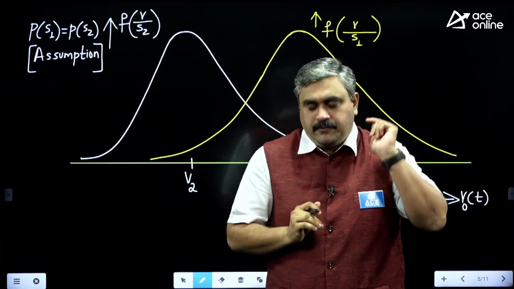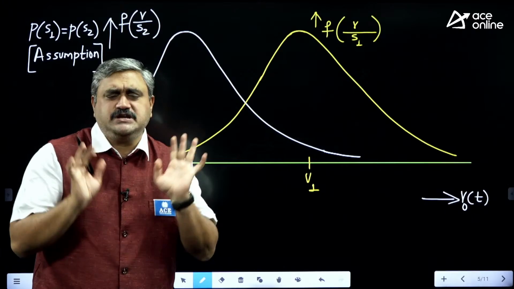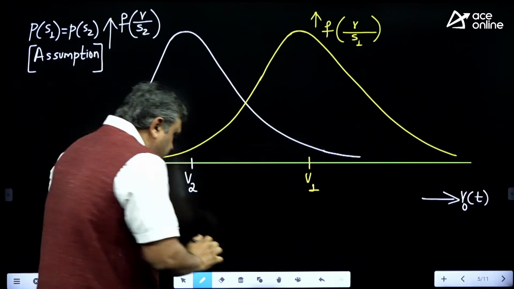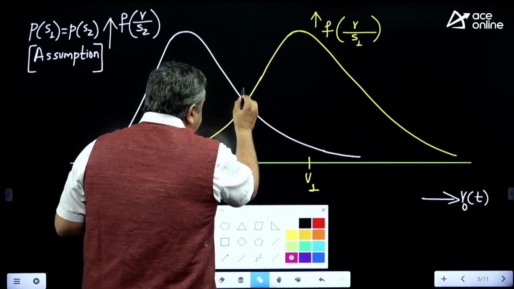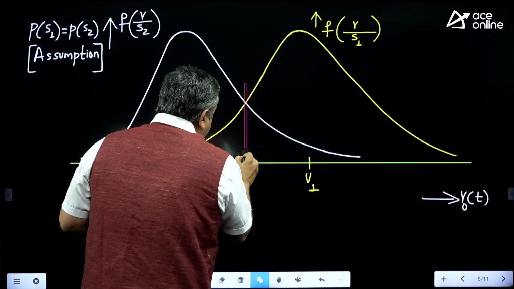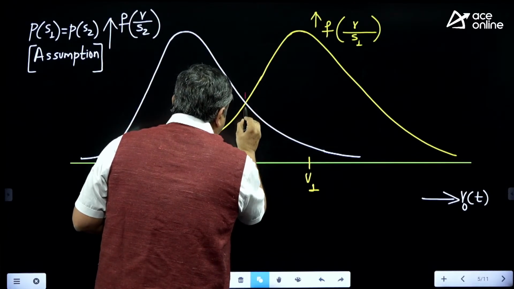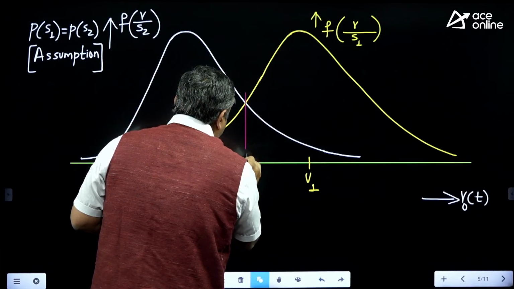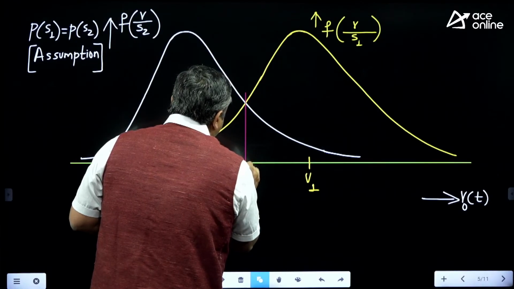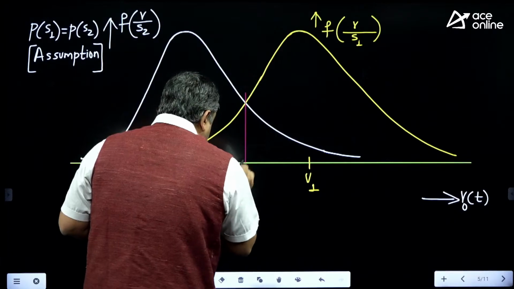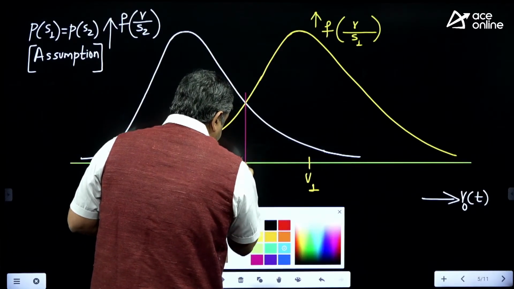Okay? Now, what this MAP algorithm tells is a very simple statement. The minimum probability of error will occur at the point of intersection of these density function curves. That is what it says. One line statement, simple. So where are these curves intersecting? This is intersecting at this point. Correct or not?